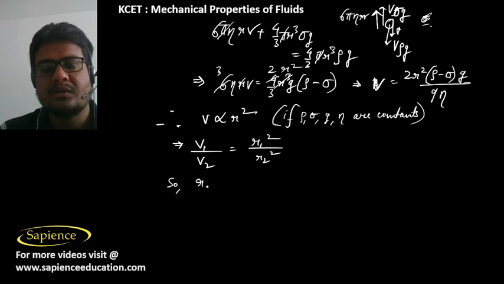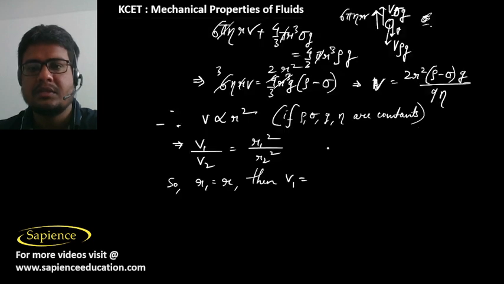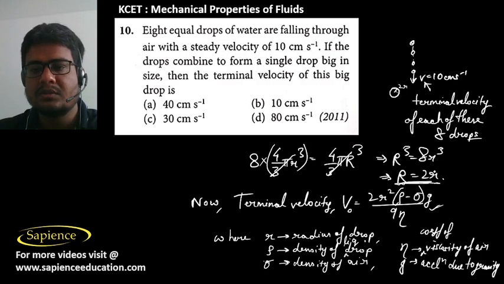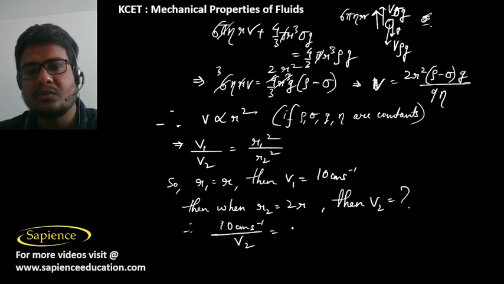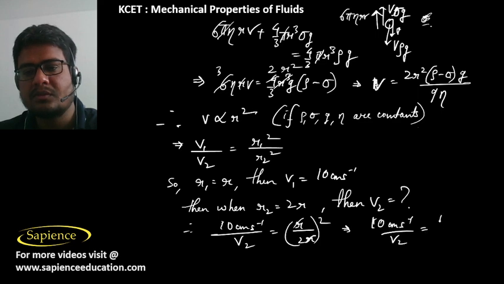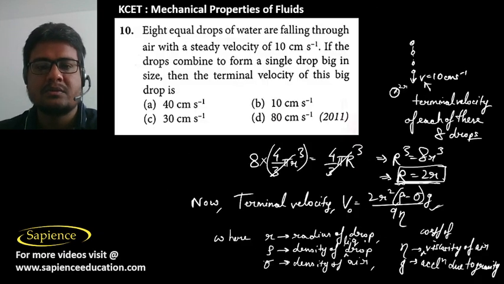Here, when the radius is r, v1, the terminal velocity, is given as 10 centimeter per second. When 8 equal drops combine to form a single larger drop, its radius will be twice the radius, so r2 is 2r. What will be the terminal velocity v2, that we have to find. So 10 centimeter per second divided by v2 is equal to r divided by 2r whole square. r and r cancel, so 10 by v2 is equal to 1 by 4. Therefore v2 is equal to 40 centimeter per second. So option A is the correct answer.